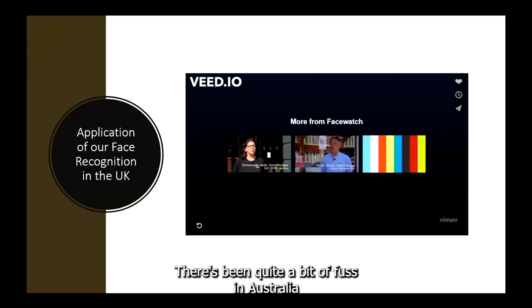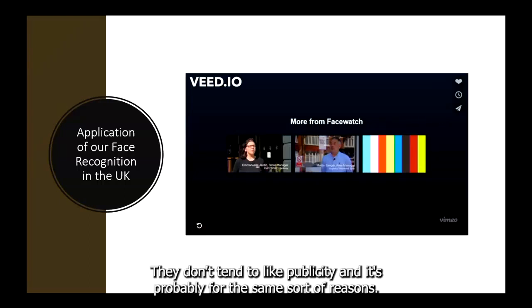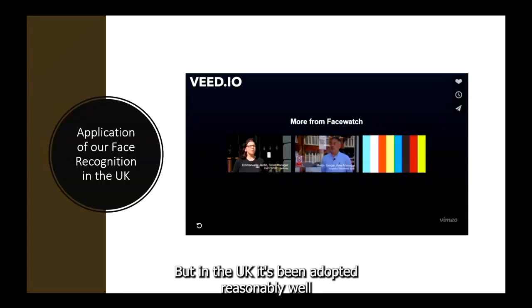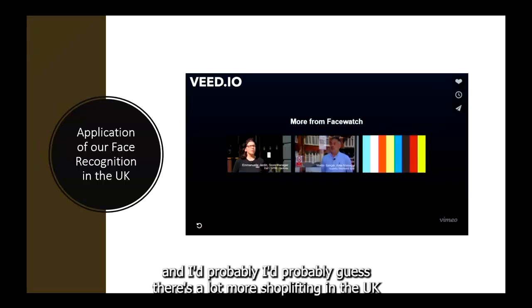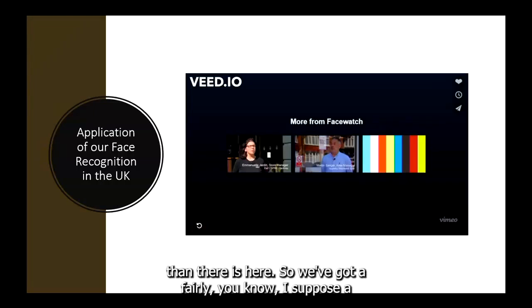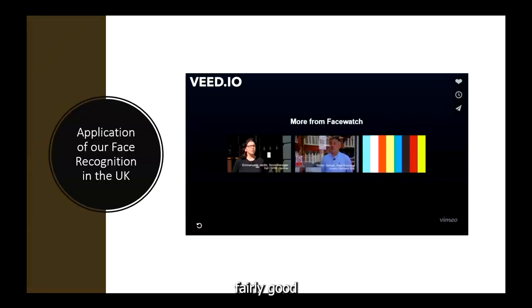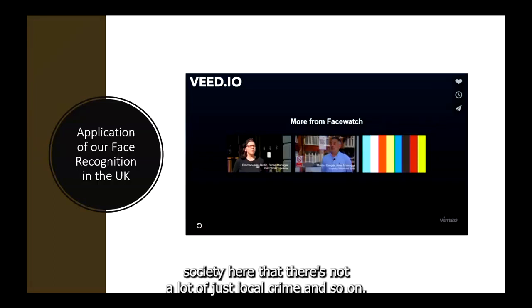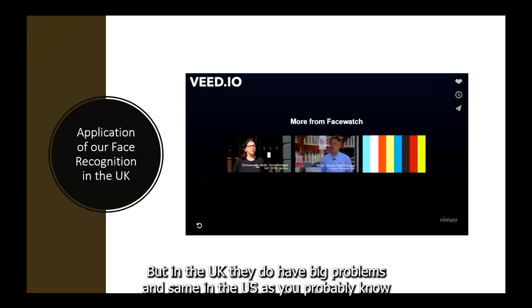There's been quite a bit of fuss in Australia about using face recognition in Kmart and other places, so people have been experimenting with it and they don't tend to like publicity, and it's probably for the same sort of reasons. But in the UK it's been adopted reasonably well, and I'd guess there's a lot more shoplifting in the UK than there is here. We've got a fairly good society here, where there's not a lot of local crime, but in the UK they do have big problems, and same in the US, as you probably know.